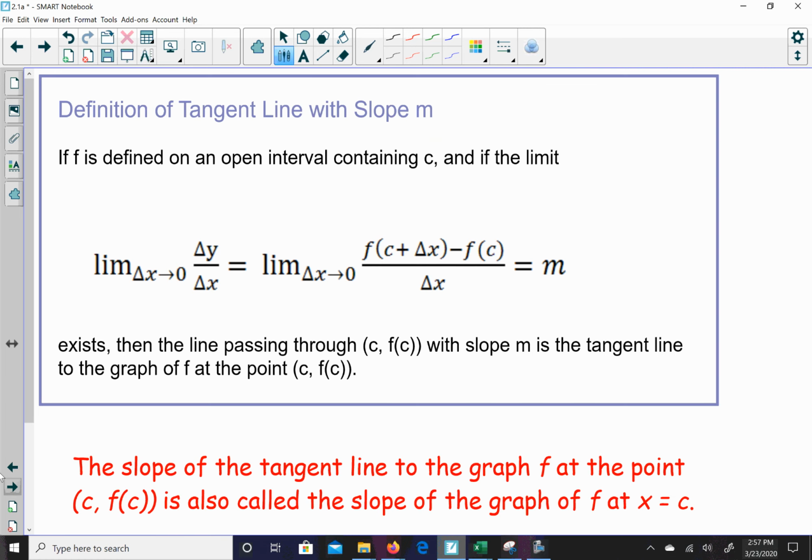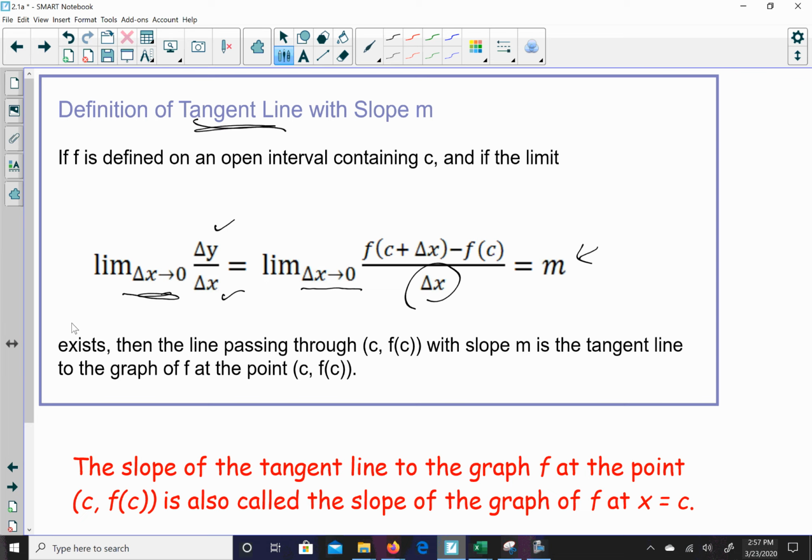So what we have is the definition of a tangent line with the slope m, saying that if we take the limit as delta x approaches 0, and this is just change of y over change of x, we get the slope. And if delta x is approaching 0, then this slope is going to be the slope of the tangent line, not just the secant line.